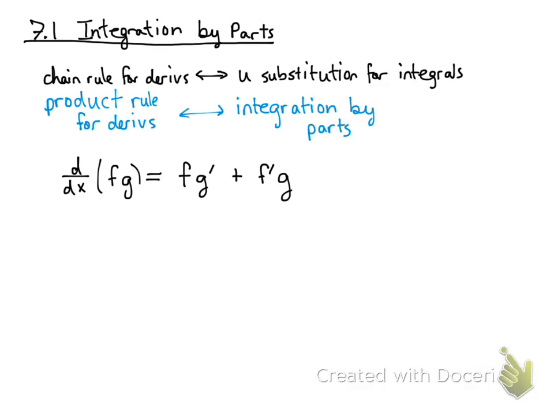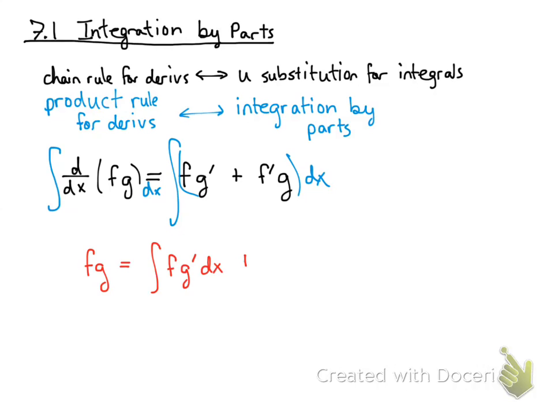And what I want to do is integrate both sides of this with respect to x. So that means I need to draw an integral sign and a dx on both sides. And that's a little messy. Let me rewrite it. On the left, I have the integral of the derivative of fg. Well, the integral of a derivative just gets you back where you were, so that's just fg. And on the right, I'm going to split that up as two integrals. The integral of fg prime plus the integral of g f prime, both with respect to x.